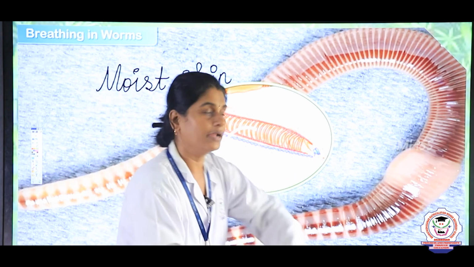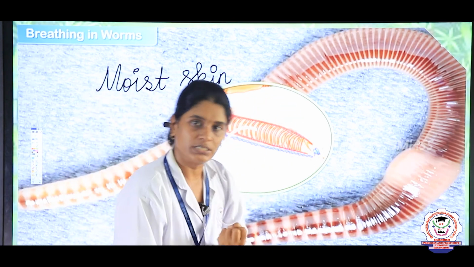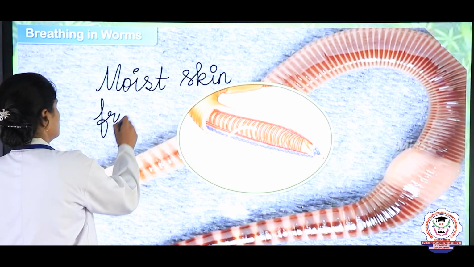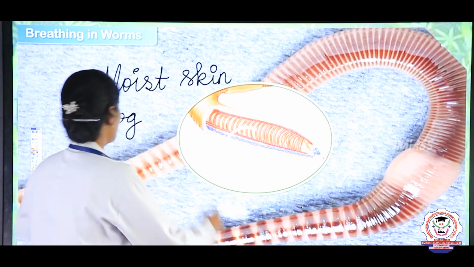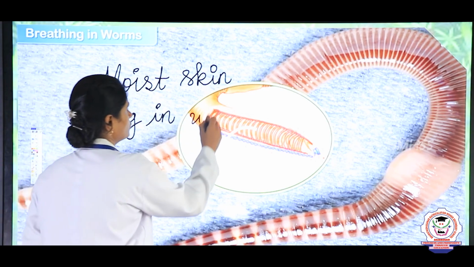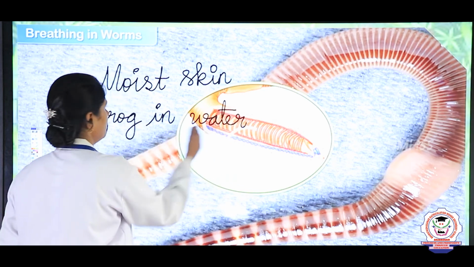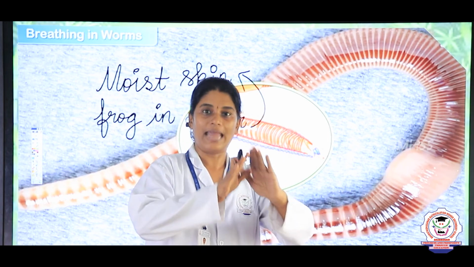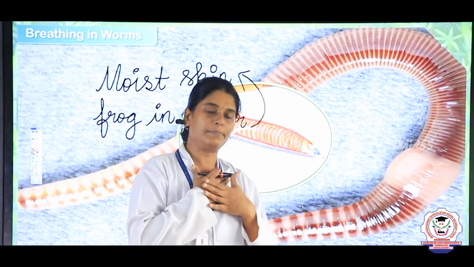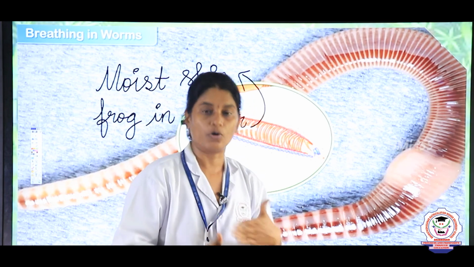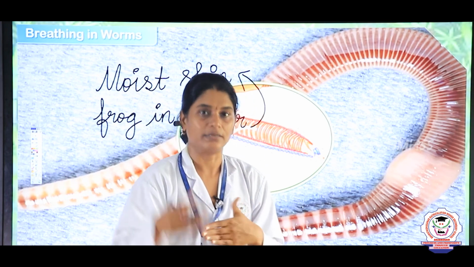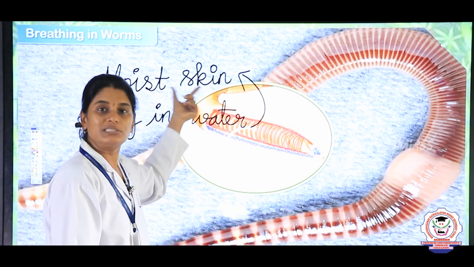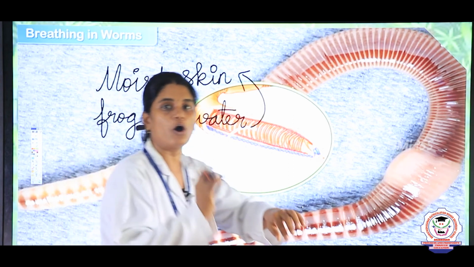The earthworm takes in oxygen through the skin. The same way, even the frog also. In water, they breathe with the help of moist skin, right? When the frog is on the land, it breathes normally the same way as we breathe, with its lungs. But when a frog is under water, inside water, it will use the moist skin, and frogs will breathe through the skin, right?